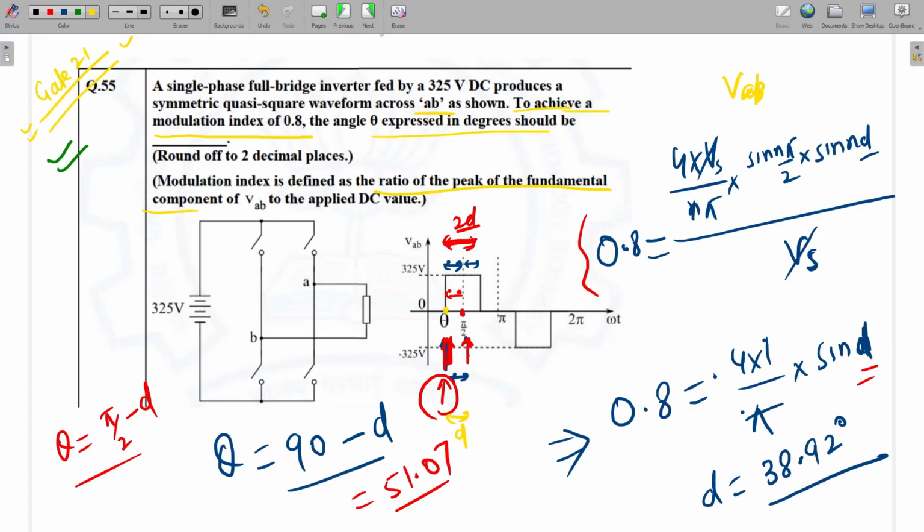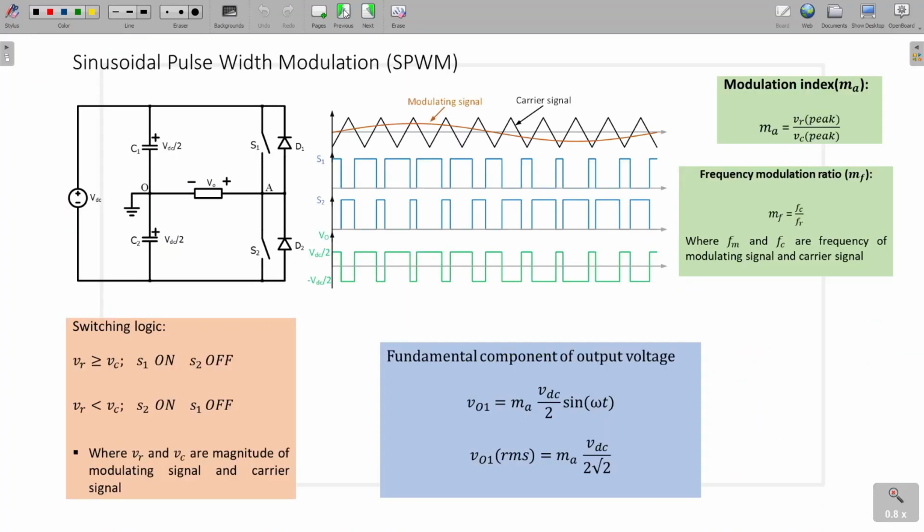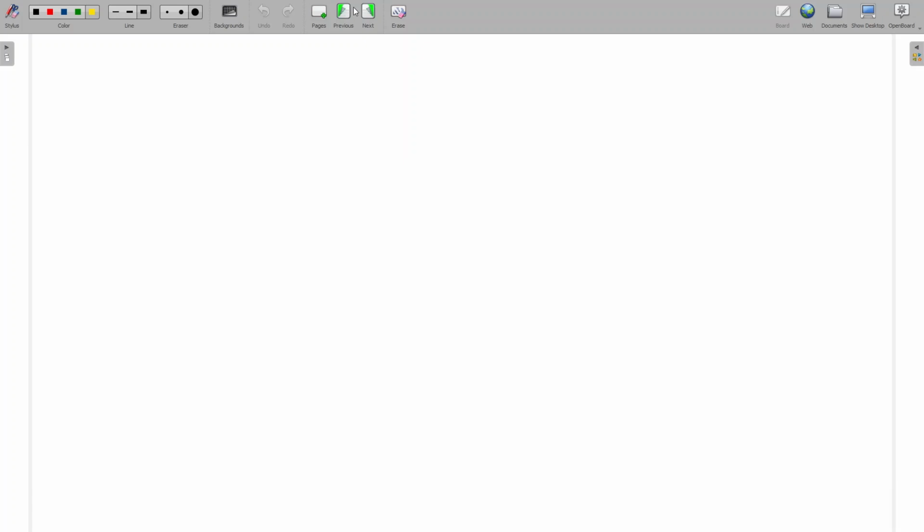See, this way, if you are careful in the exam, you can solve the question easily. These are all 2 marks questions, fill in the blanks type. I think I have covered up to now, so sinusoidal PWM is there. Tomorrow, is everyone okay for the class? I will complete the inverter portion.